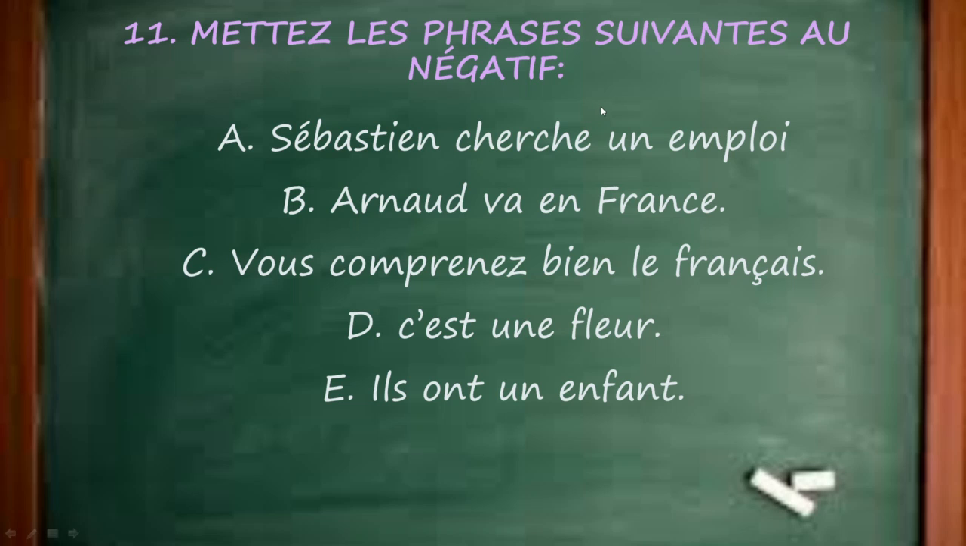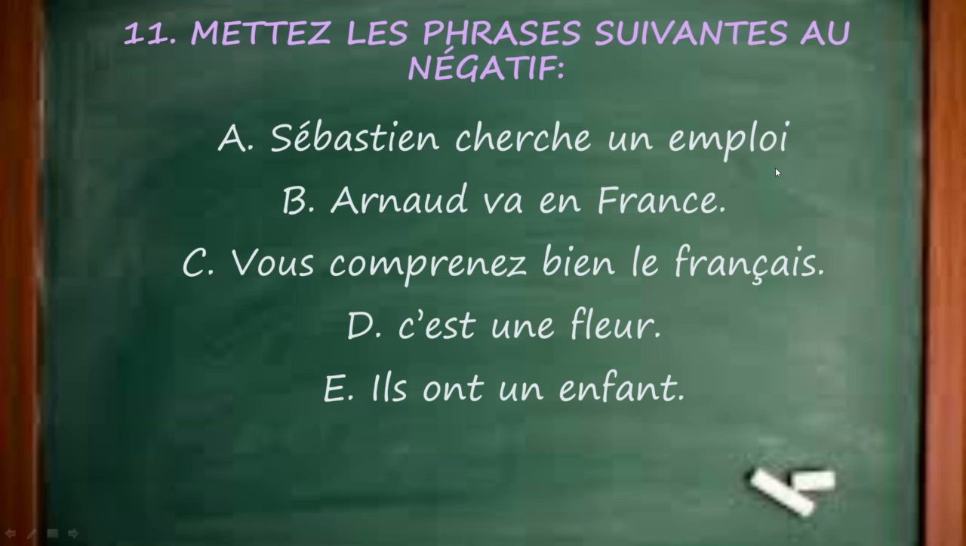And one more thing you have to be careful with in negative sentences: the indefinite articles or the contracted articles du, de la, de l' or des. Whenever you have an indefinite article or du, de l', des in a sentence which you're changing to negation, it will change to de. So it will be Sébastien ne cherche pas d'emploi. De normally, but here we have a vowel, so we use d'. So Sébastien is not searching for any job, or isn't looking for any job. It changes to any. Sébastien ne cherche pas d'emploi.